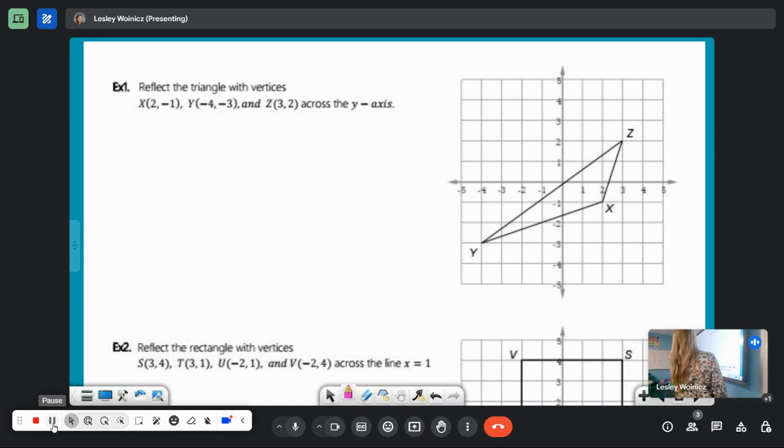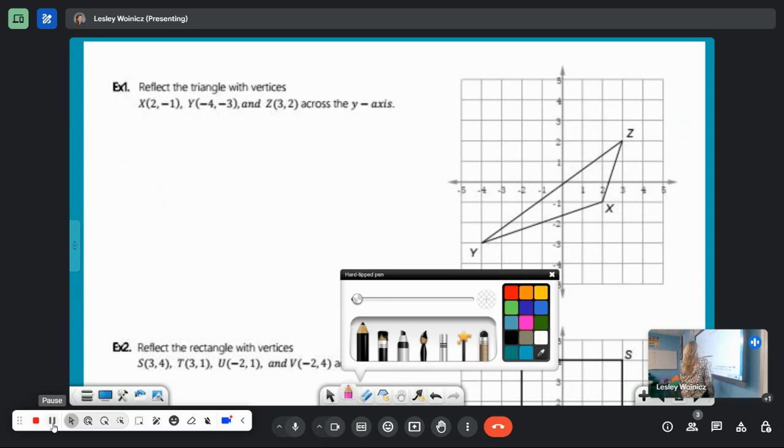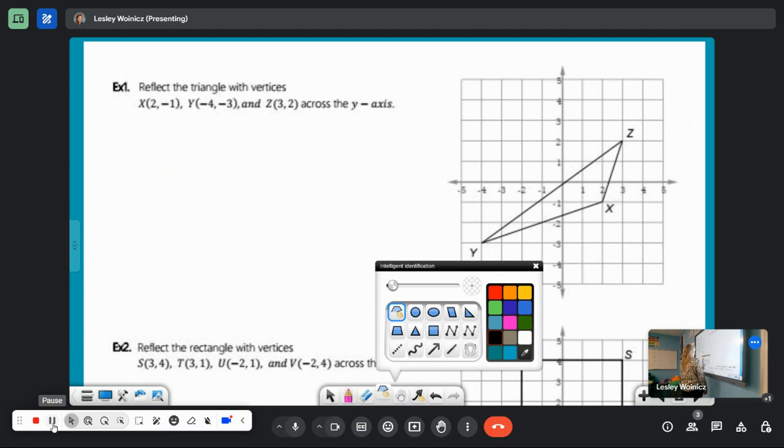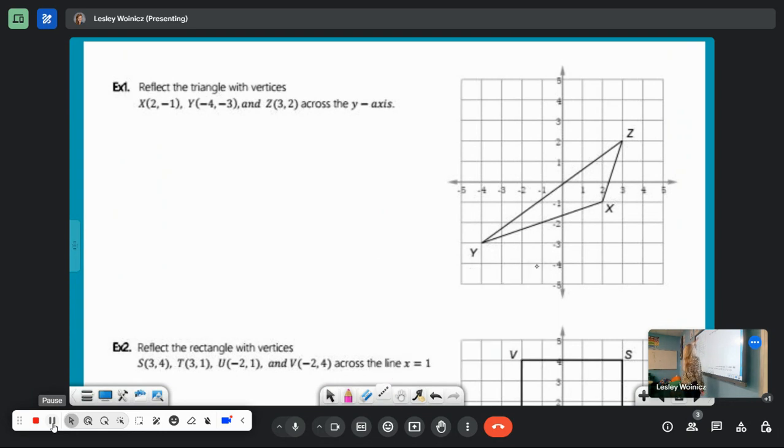Okay, we are going to reflect this triangle across the y-axis. So let's draw in our line of reflection. Oh, I wanted it to be pink. Okay, there's my line of reflection. So if you understand what you're doing, you can really do this in any line ever, and you're not restricted to the 4 lines that are on the front of this paper.